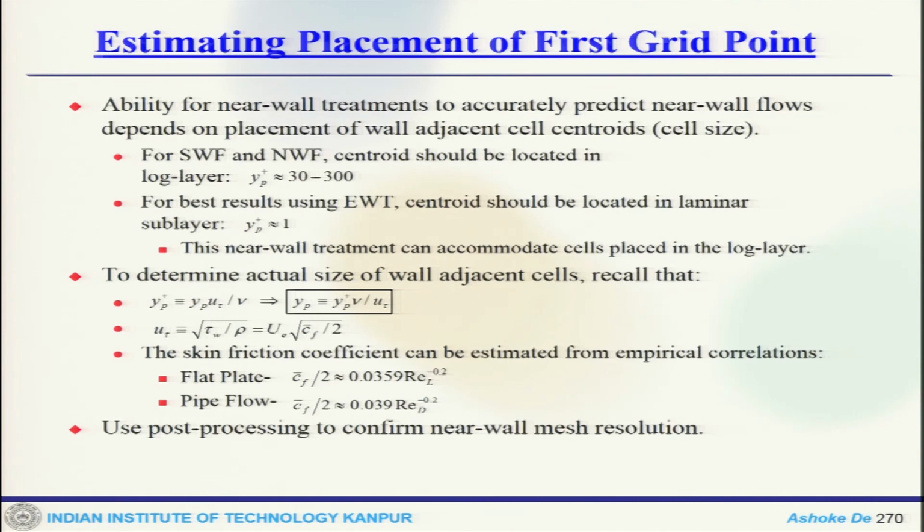Next is estimating the first grid point, because once you use the wall treatment, you have to estimate the first grid point, or the size of the grid. You can find the details in any turbulence modeling book, on what the value of y plus should be. This is a critical parameter that one has to look at.